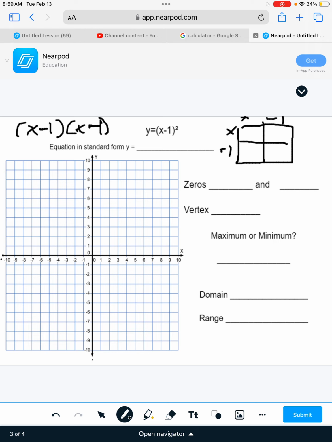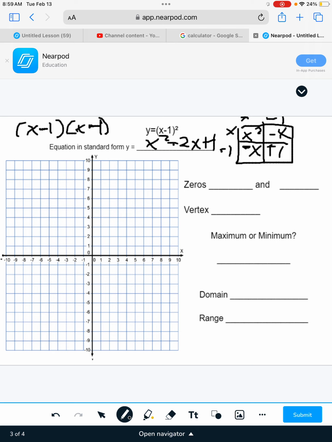Anytime I have two parentheses like that next to each other, I have to do the box method. X times x is x squared. -1 times x is minus x. -1 times x is minus x. And then -1 times -1 is +1. So my equation is y equals x squared minus 2x plus 1. And that is going to be my equation. Once again, I can run that across to my graph, and I can graph it, and I can begin looking at the information here.